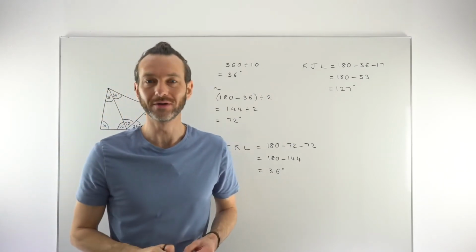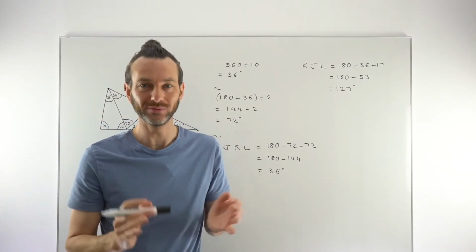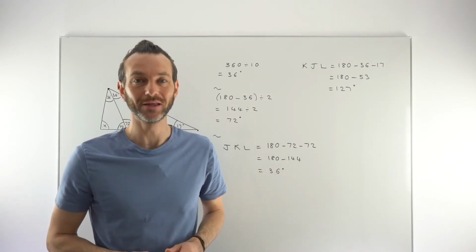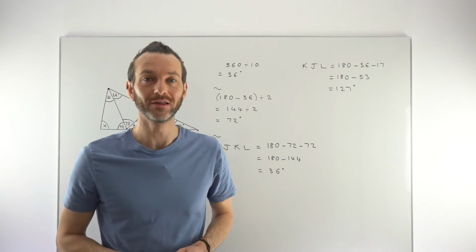Properties of shape questions are never easy. There's a lot of piecing together, sometimes working backwards, but that's the kind of thinking you need for these. So that is the answer, 127 degrees for this problem.